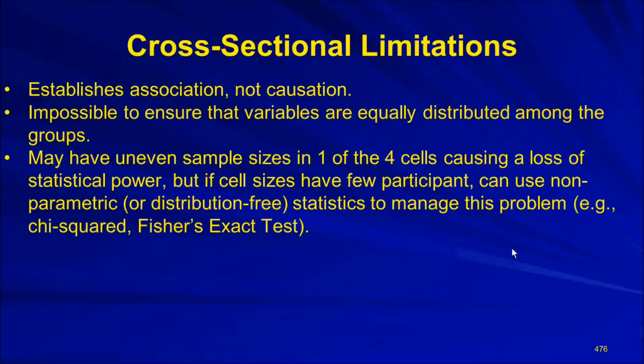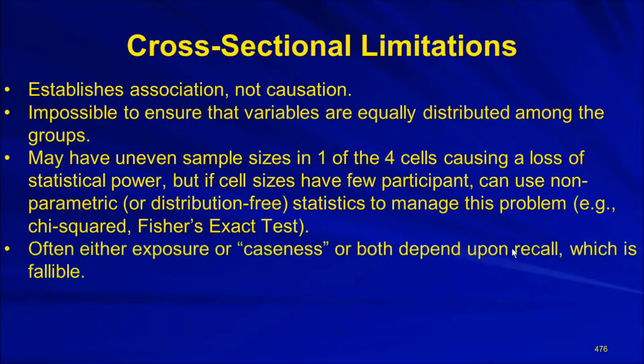But if you do not have enough people in each cell, you can use a non-parametric or distribution-free statistic to manage this problem. For example, chi-squared. Notice how I spelled it, and the Fisher exact test. Now, the Fisher exact test will allow you to have a zero, no observations in a cell. A chi-squared test will not do that. You have to meet certain specifications as to when you use that test. All right, hopefully you're still with me.